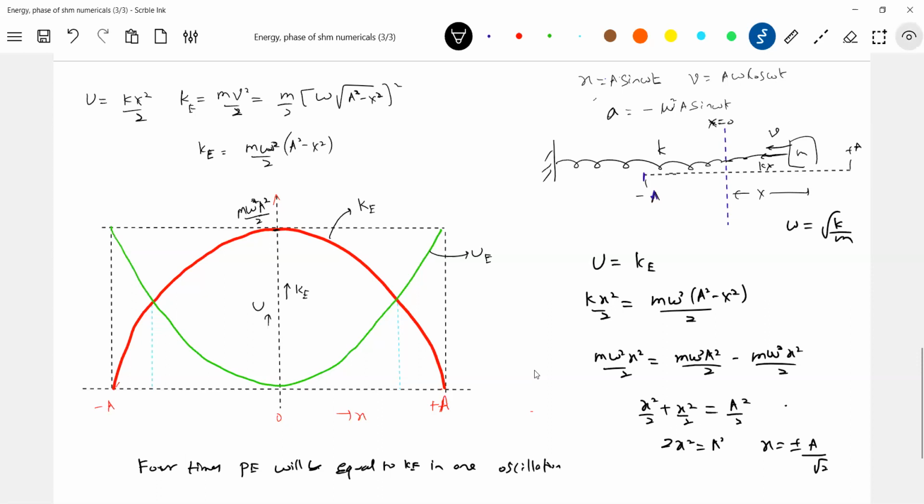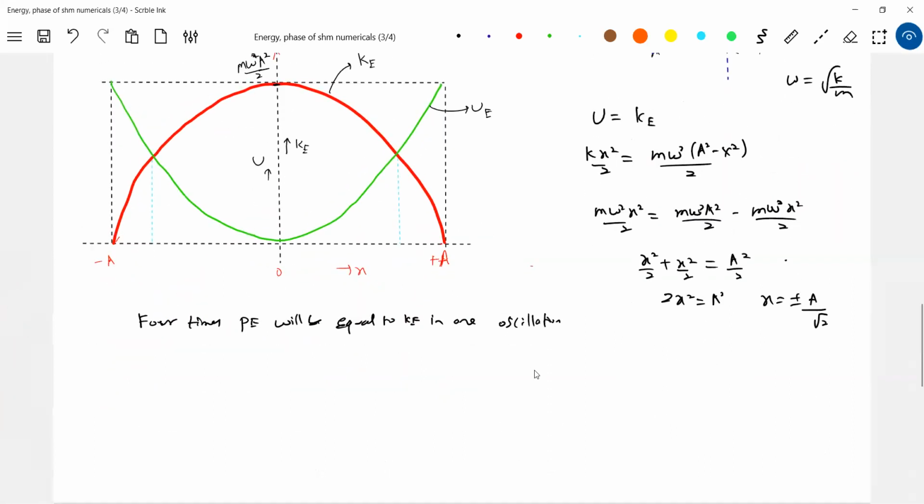Sir, how come four times? You can see that plus a by root 2, go to the extreme, then again a by root 2, mean position, a by root 2, minus a by root 2, again the left extreme, again minus a by root 2. So in one cycle, four times they will be equal.